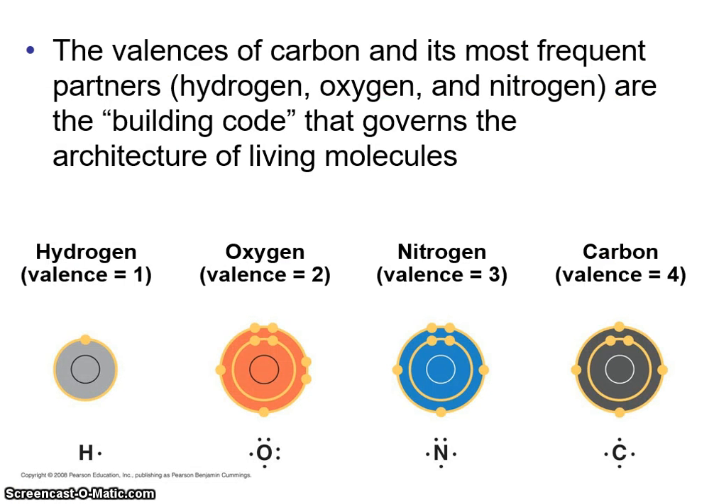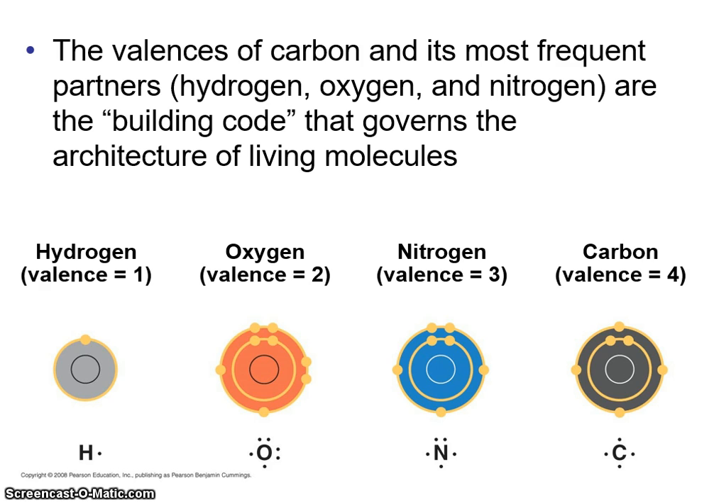Now, as we said, carbon typically bonds quite often with hydrogen, but carbon can also partner with other atoms such as oxygen, nitrogen, and other carbons. Usually we see these 4 atoms in what we call the building code of organic chemistry. These 4 atoms are the ones that are the most often involved.